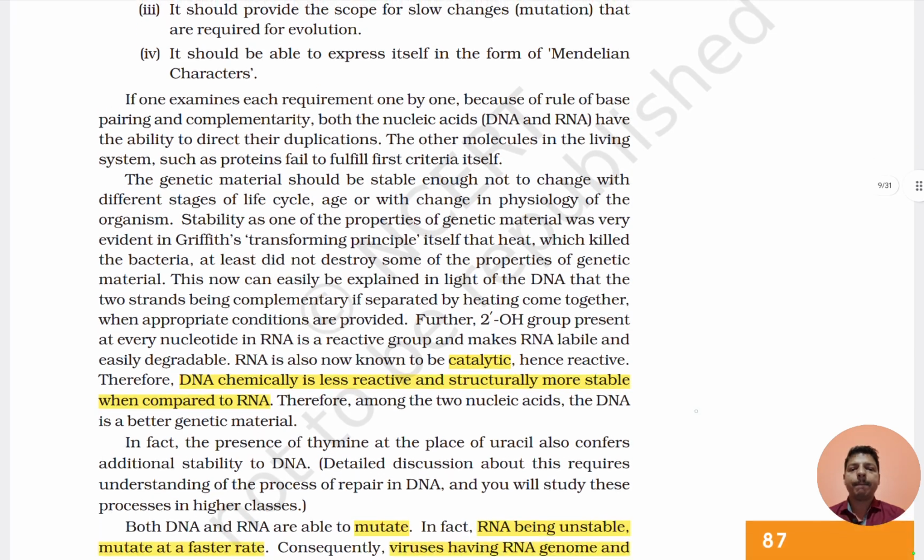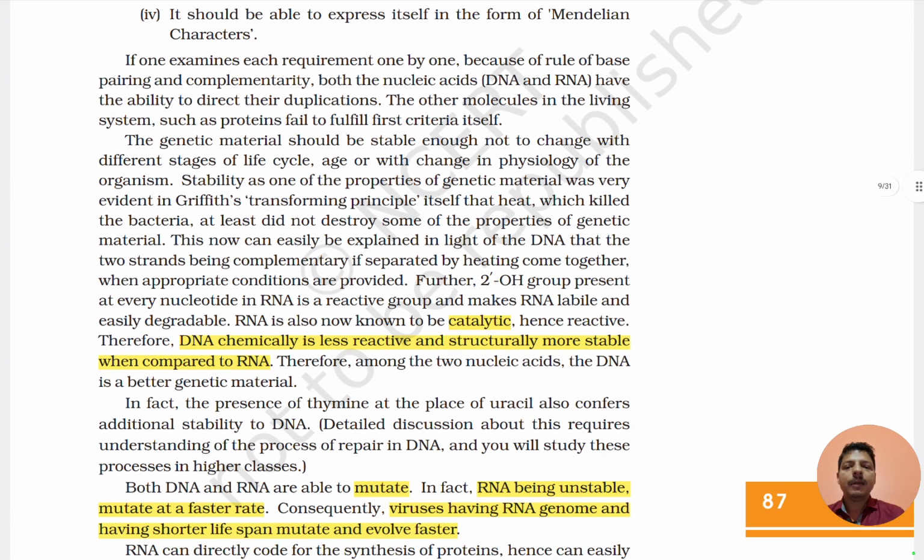Then you can see, from above all the experiments, RNA is also known as catalytic, hence reactive. Therefore, DNA is chemically less reactive and structurally more stable compared to RNA. Therefore, among the two nucleic acids, DNA is a better genetic material compared to RNA.